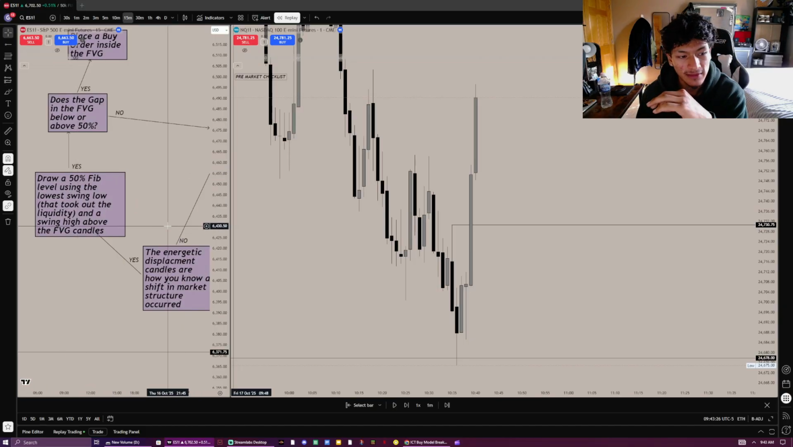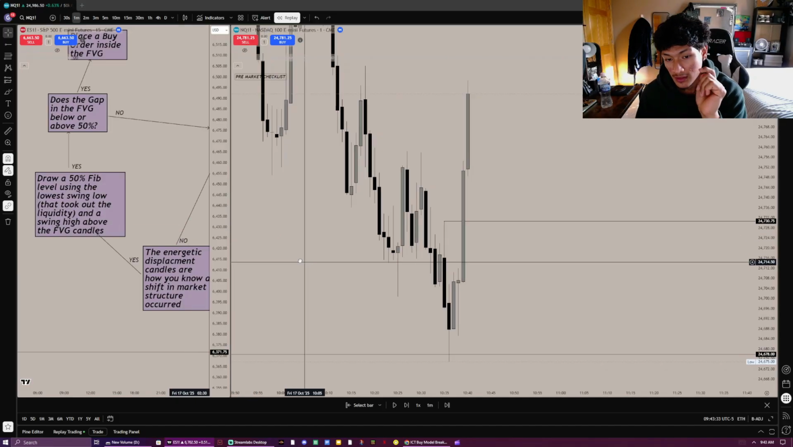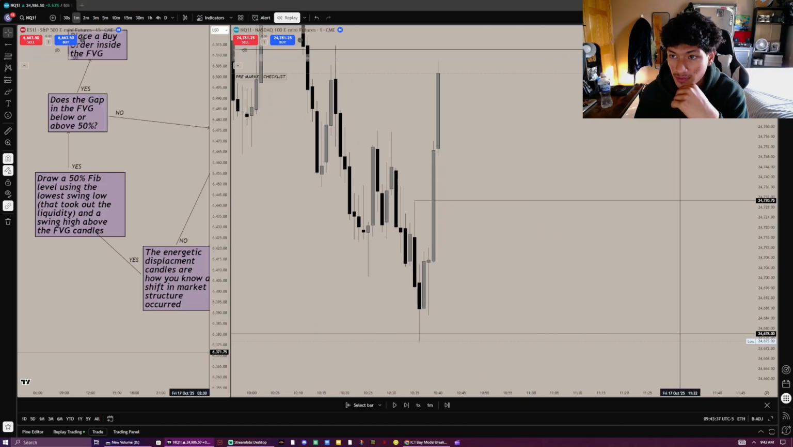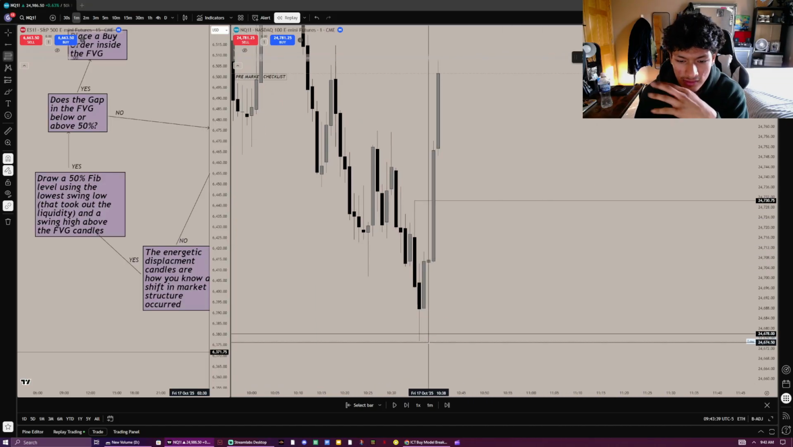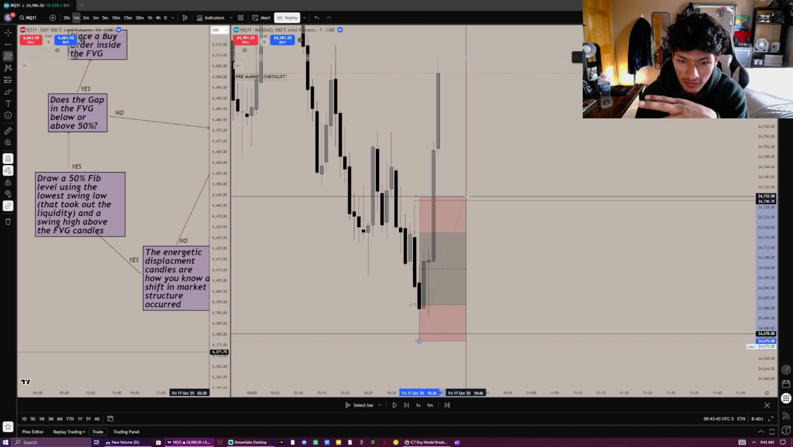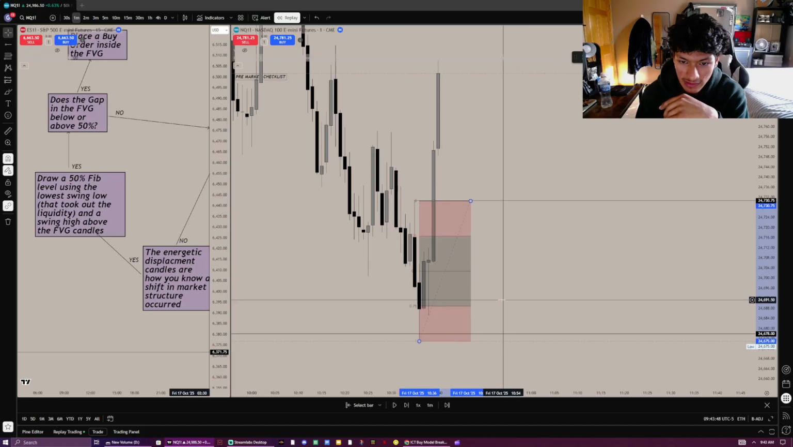Draw a 50% fib level using the lowest swing low that took out the liquidity and the swing high above the fair value candles. This was kind of confusing when ICT was explaining it, but then I understood. Basically, what he means is that you mark the swing low that took out the liquidity with the swing high right before that swing low, which is right there, that I marked out earlier.